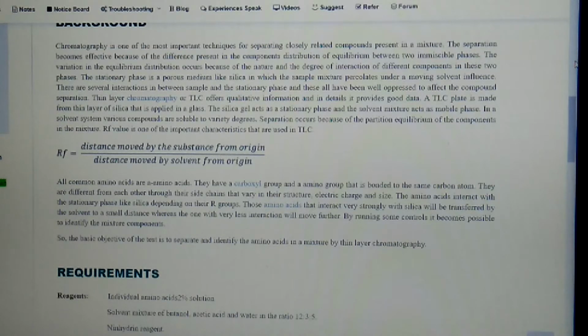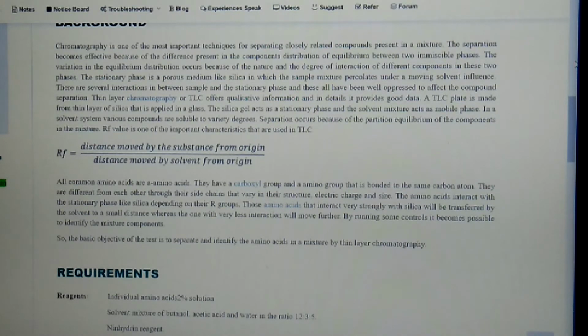A TLC plate is made from a thin layer of silica that is applied on glass. The silica gel acts as the stationary phase and the solvent mixture acts as the mobile phase. In a mixture, the RF value is also used for calculation in TLC. The RF value is calculated by the distance moved by the substance from the origin divided by the distance moved by the solvent from the origin. The separation occurs because of the partition equilibrium of the components in the mixture.